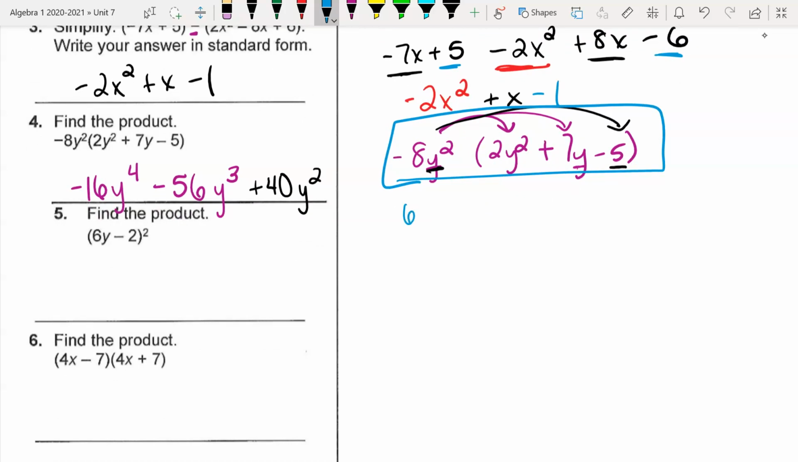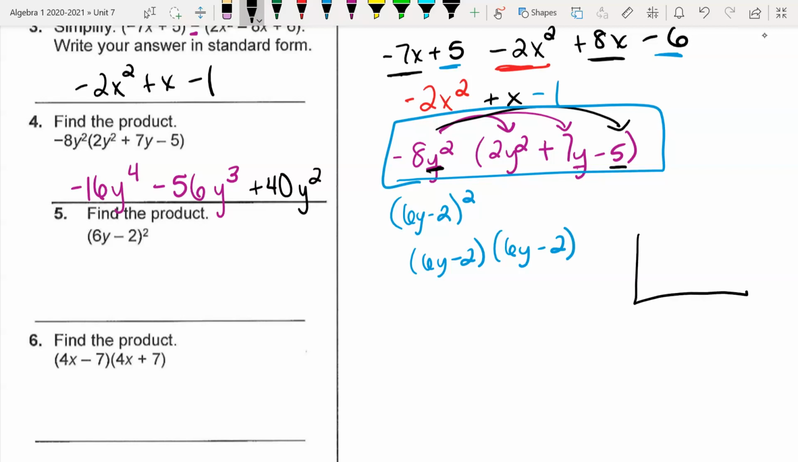Number 5 says find the product, 6y minus 2 squared. What that really means is to rewrite it as 6y minus 2 times 6y minus 2. So you can FOIL or box method. I'm going to do the box method here just to get that back into your brain. So 6y minus 2, 6y minus 2. If I multiply, I get 36y to the second power minus 12y minus 12y, and a negative times a negative is a positive. Then I would combine my like terms.